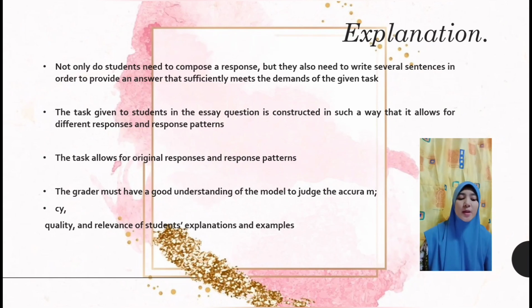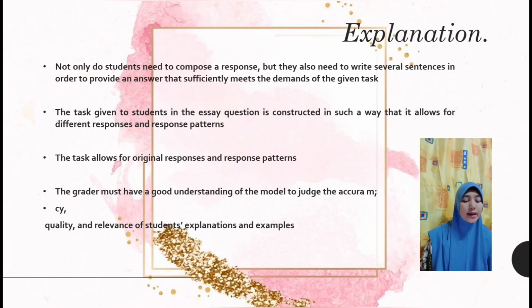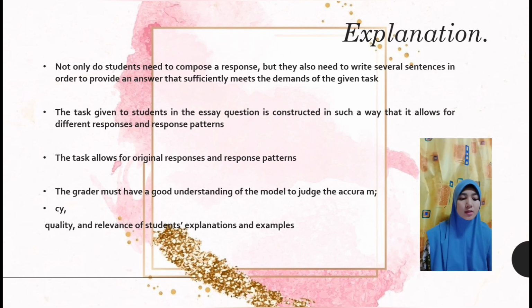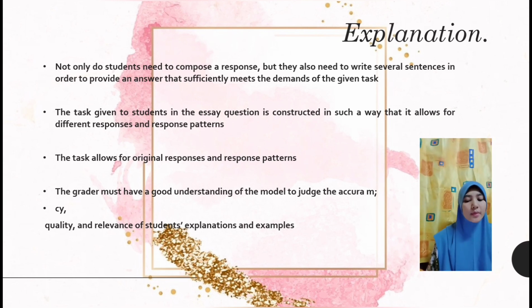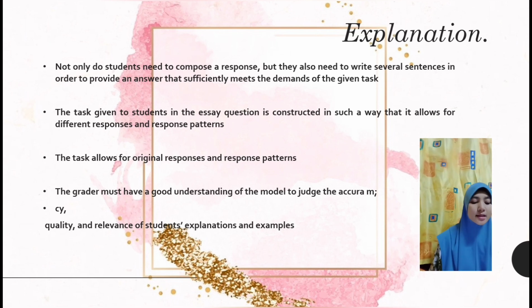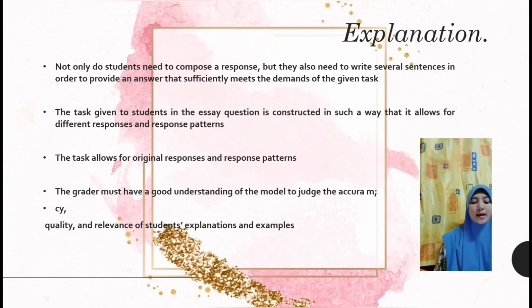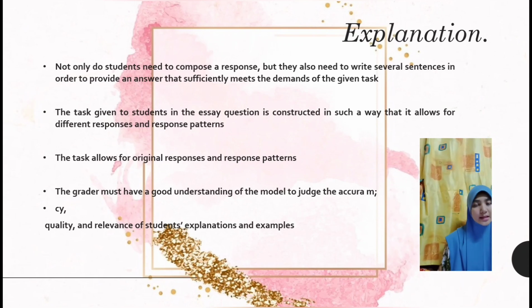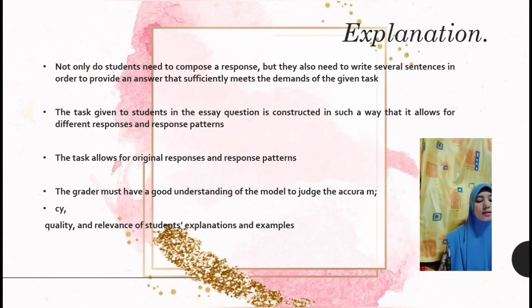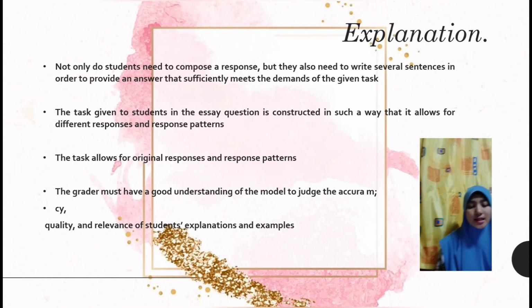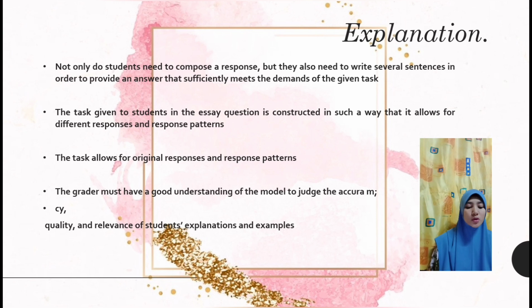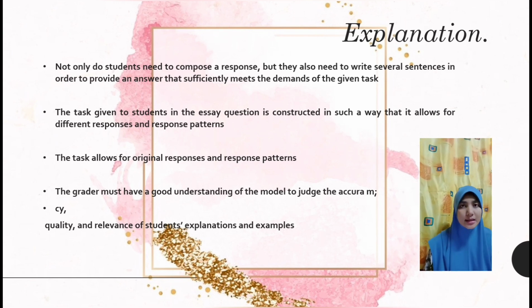Lastly, I will explain about the essay question we chose. Number 1 is that not only do students need to compose a response, but they also need to write several sentences in order to provide an answer that sufficiently meets the demands of the given task. Secondly, the task given to students in the essay question is constructed in such a way that it allows for different responses and response patterns.